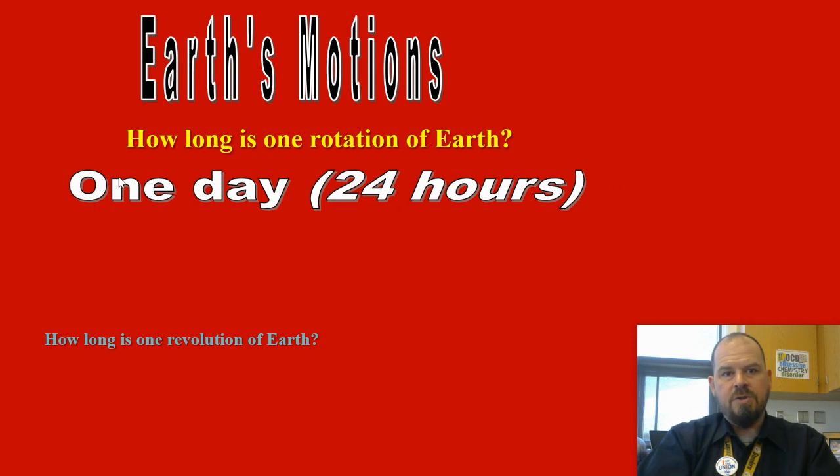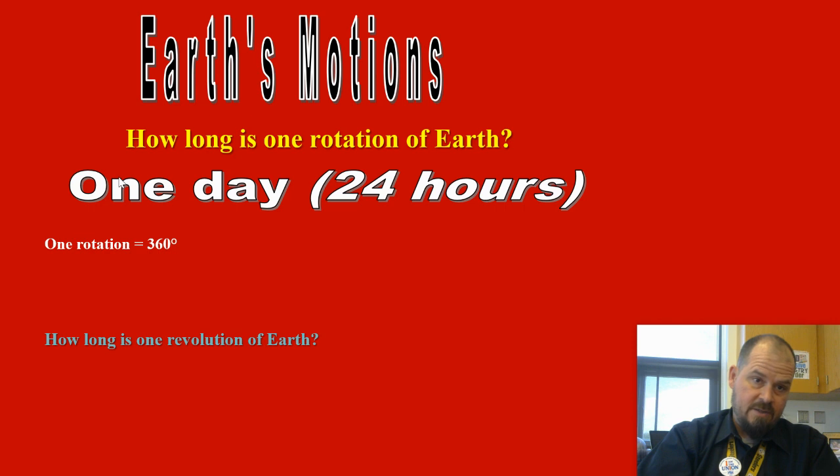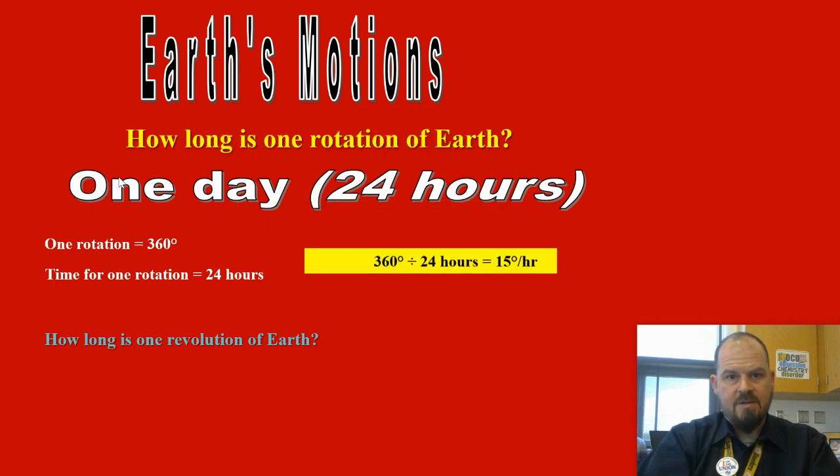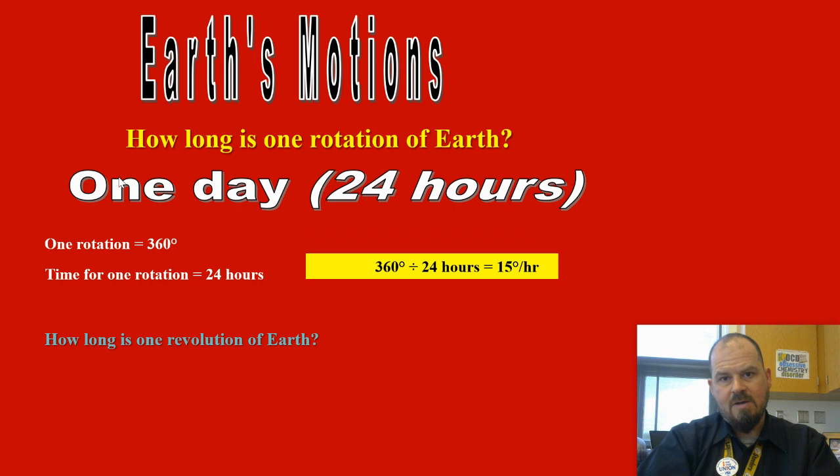Well, we should know that it takes 1 day or 24 hours for the Earth to rotate. Then there's some math involved. One rotation is 360 degrees. So yes, you need to write this. Divide time for one rotation is 24 hours. So you say 360 degrees divided by 24 hours. We rotate 15 degrees every hour.